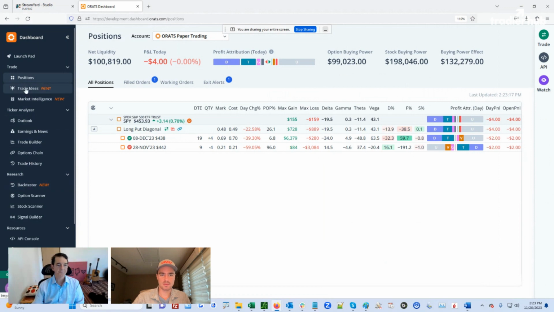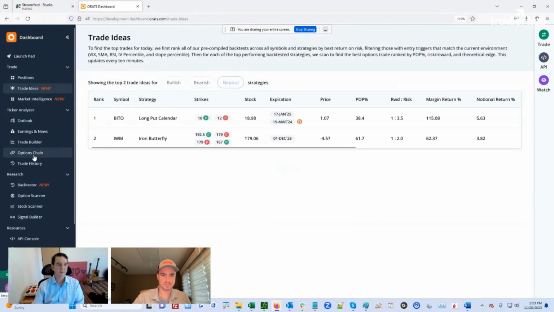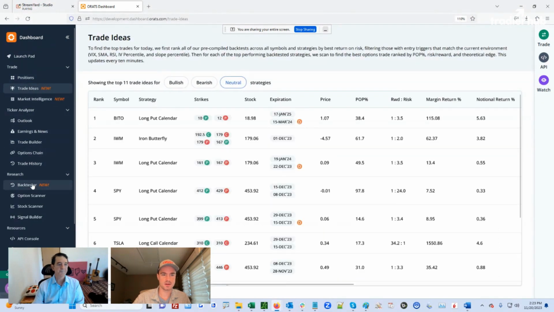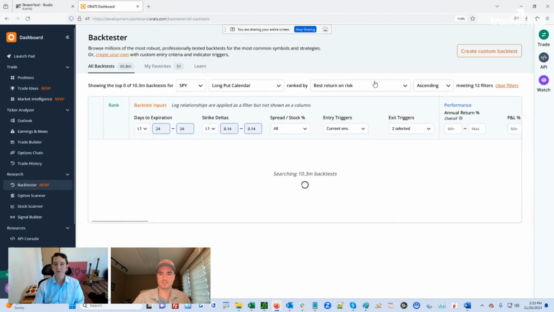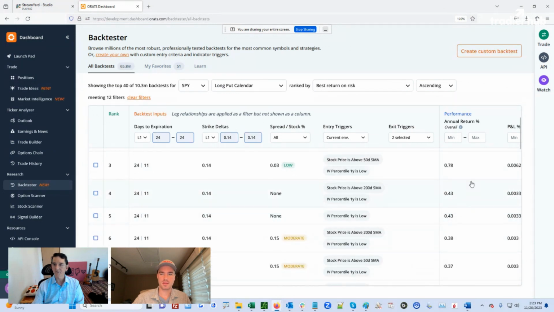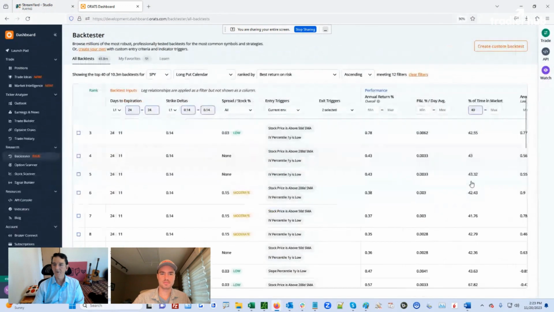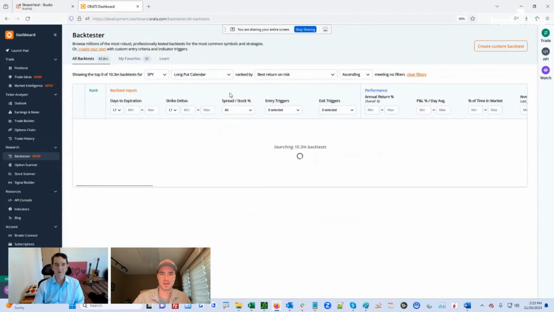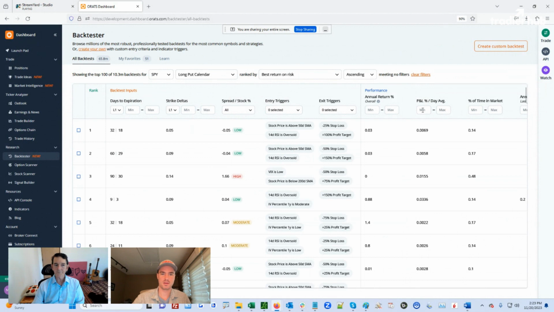It's a really powerful tool, the table. Yeah, the backtester. So I'm going to clear these filters. Yeah, go ahead and clear the filters. That'll jump back to normal settings, where you're seeing pretty much every long put calendar for SPY.